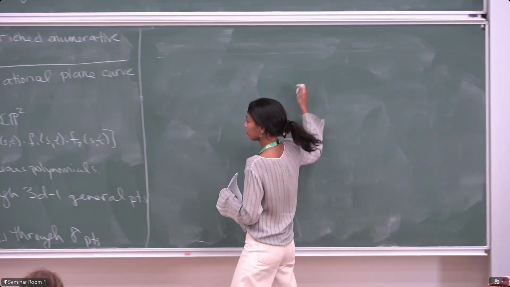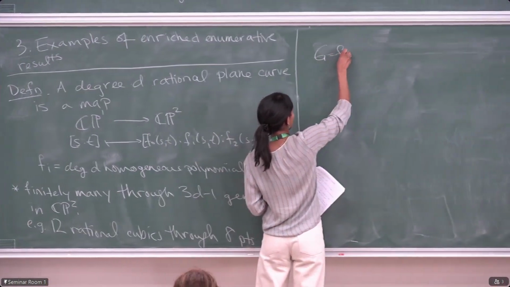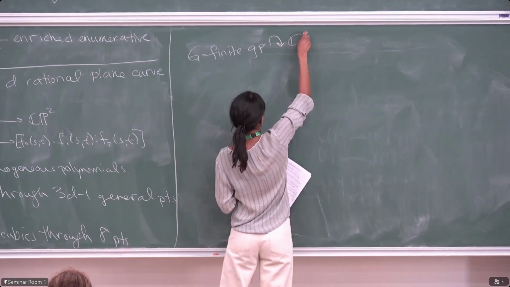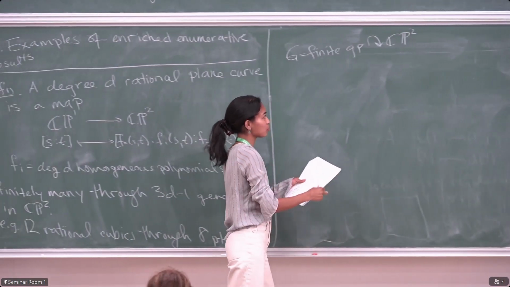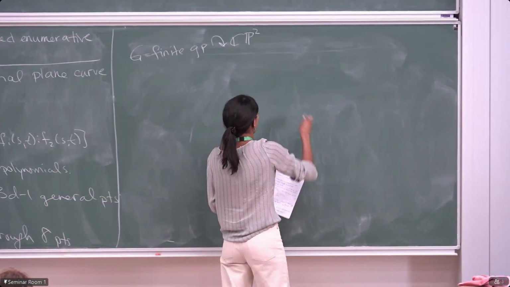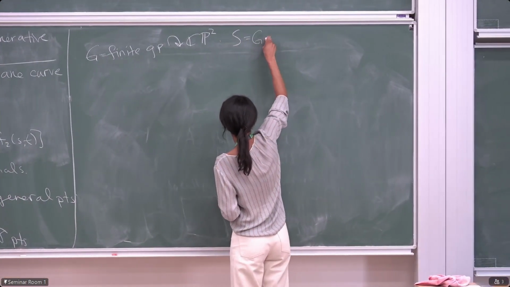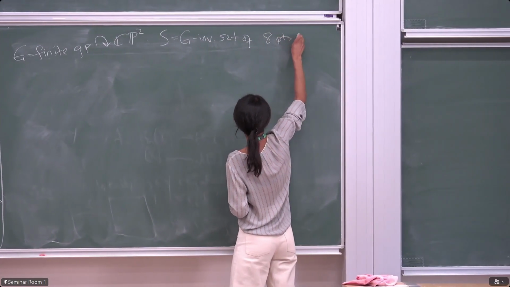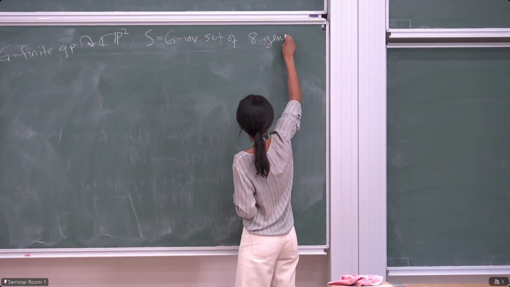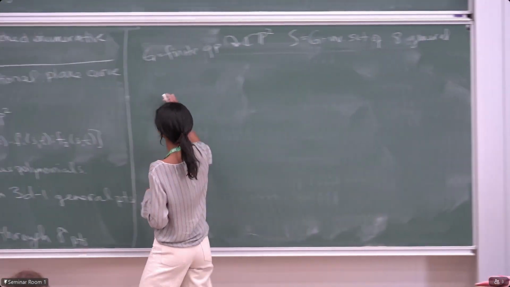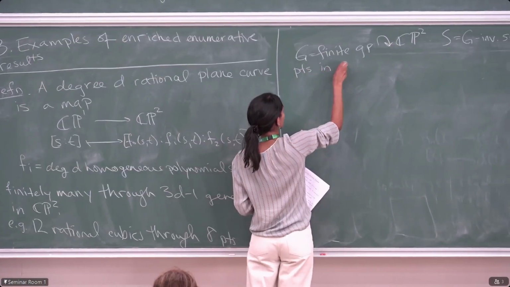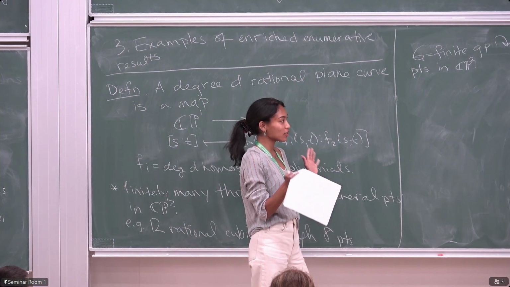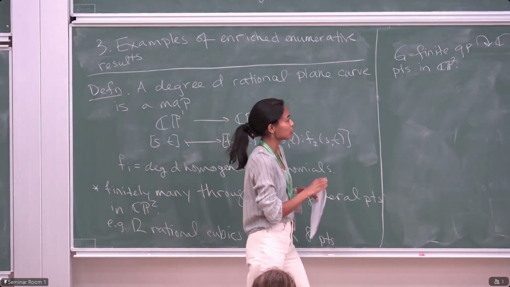Let's do this equivariantly. So let's say G is a finite group acting on P2, no restrictions, it doesn't have to be algebraic or anything like that. Let S be a G-invariant set of 8 general points. So I'm not saying pick 8 fixed points, I'm just saying pick 8 points such that the set of all 8 points is fixed under the group action.